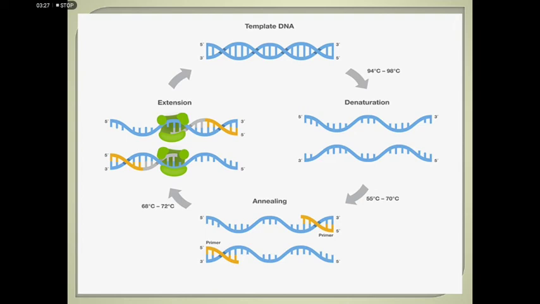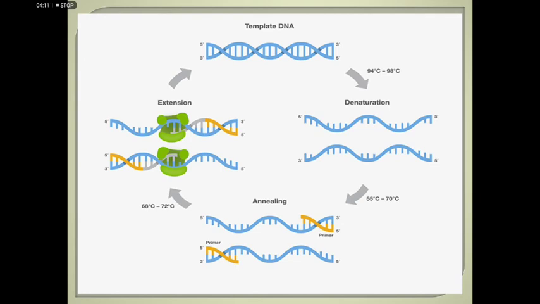First of all, in the first stage, that means denaturation, application of heat is the main procedure. That means 94 degrees Celsius to 98 degrees Celsius, so that this double-stranded DNA gets converted into single-stranded DNA, and that process is known as denaturation. In the second stage, that is annealing, the temperature is lowered gradually. That means 55 degrees Celsius to 70 degrees Celsius, and so on.